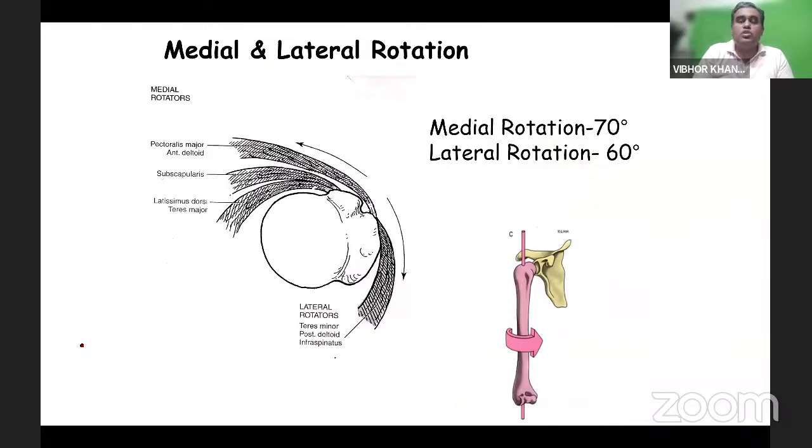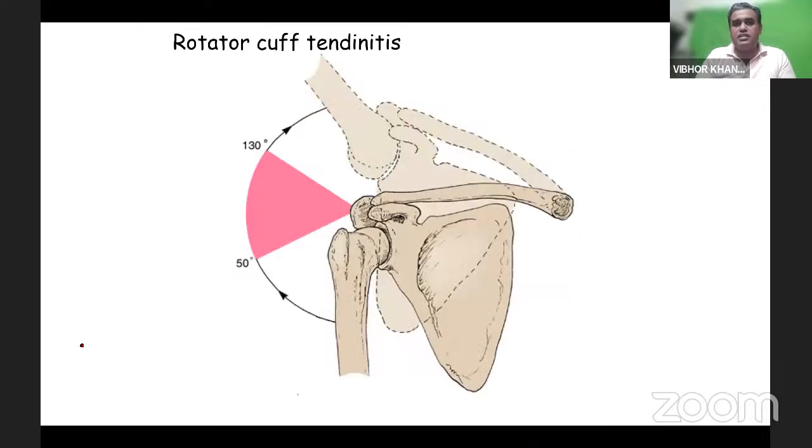Abduction, adduction, because we all know the shoulder joint is which type of joint? It's a ball and socket, right? Type of synovial joint. This is how you can start with, right? You can start with the shoulder joint, just one line. The shoulder joint is a ball and socket type variety of synovial joint, okay, multi-axial movement. Okay, stability is less. Some basic points you can write in the first 2 lines.